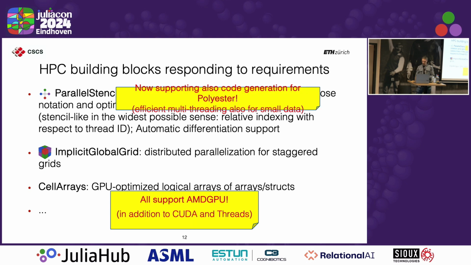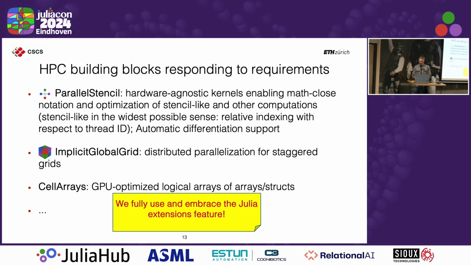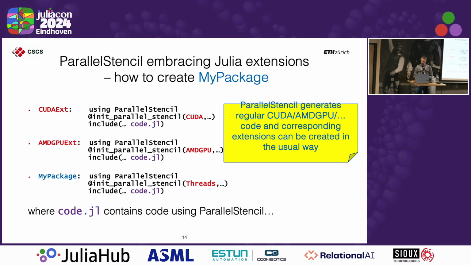Now, what is new? Or more newish, let's say, we have AMD GPU support for all of this. And now in ParallelStencil, we have code generation of Polyester code in order to multi-thread, which is in particular efficient for small problems. And also we fully use and embrace the Julia extension feature. So I quickly show you here how it could look like.